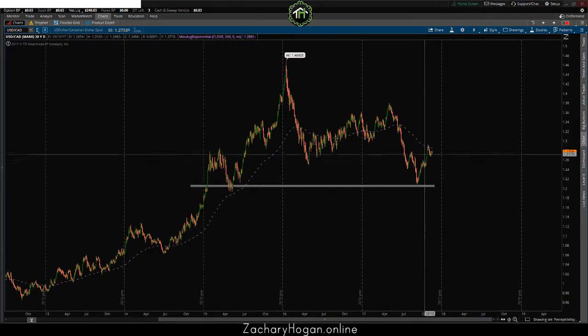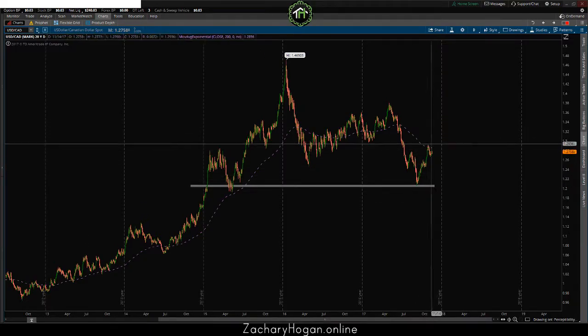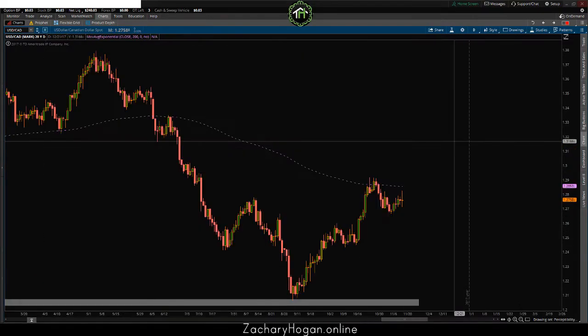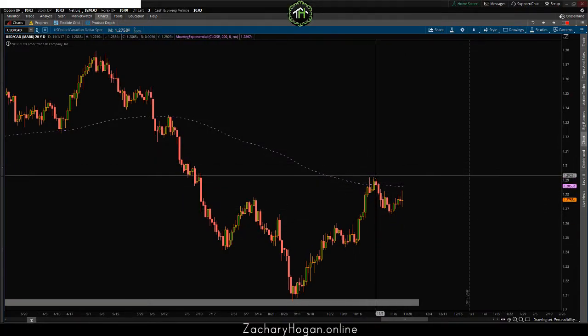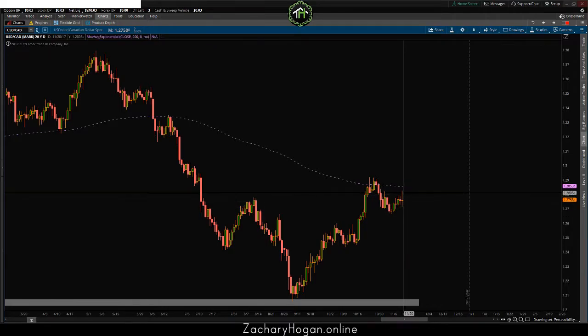We did see about a 900 pip retracement off of that zone back up to the 200 exponential moving average, which at this point we have touched once, and right now we are just trading a little bit below it. But this to me looks as if this is about as high as we're going to go.